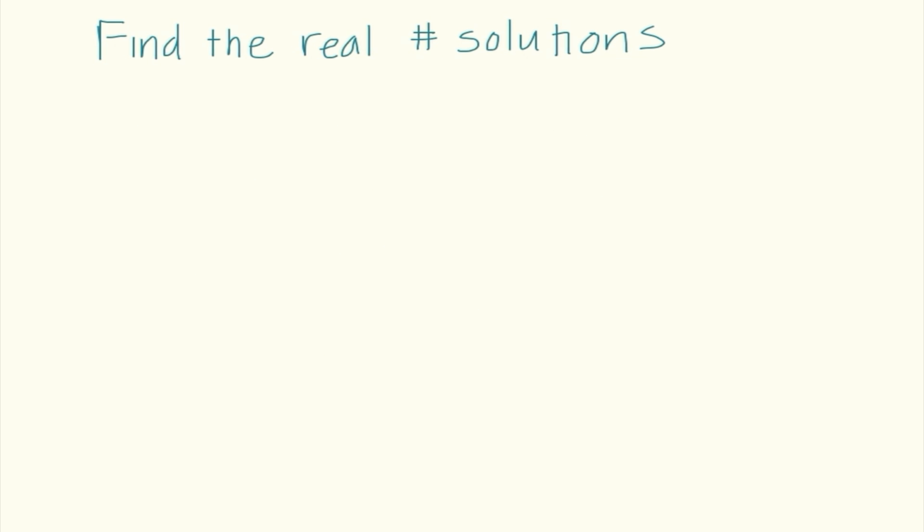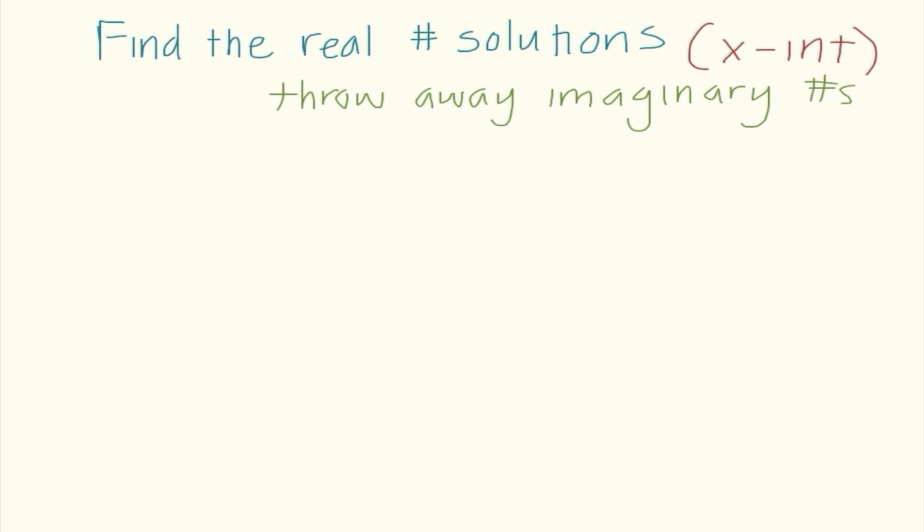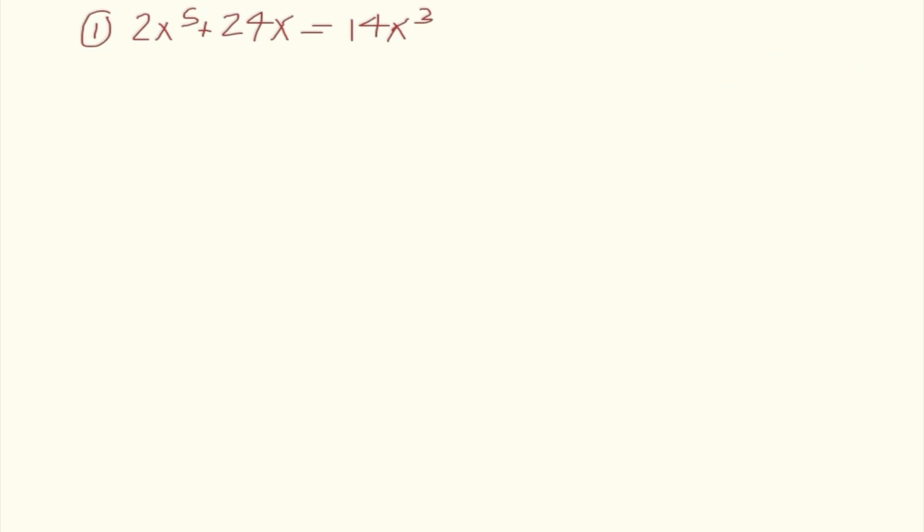So that was a quick overview of how to do our new factoring methods. Now on our homework tonight, the other thing we're going to be doing is finding the real number solutions. And if it says real number solutions, that means I only care about our x-intercepts, and I'm going to throw away all of our imaginary numbers. We really do not care about our imaginary answers in this case. I only care about the real numbers. So let's go ahead and get started.